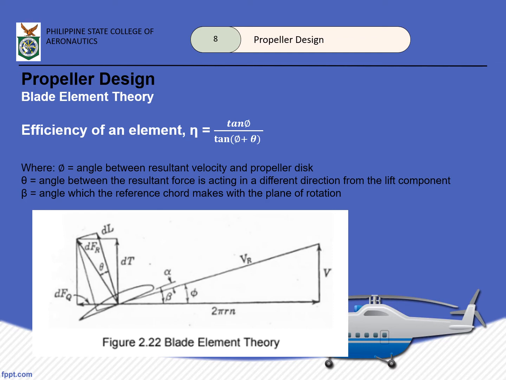So, the forces present are, of course, thrust and torque. But for this theory, focus on the angles as they are needed for the efficiency. As you can see, right there. Just for this part, okay? So, nandyan yung angle between resultant velocity and yung theta.